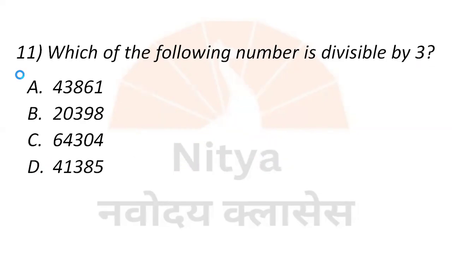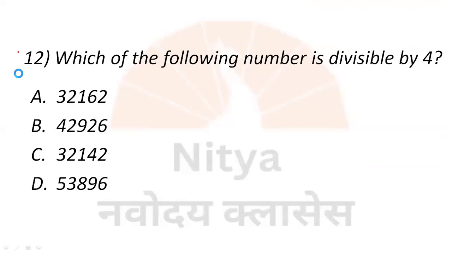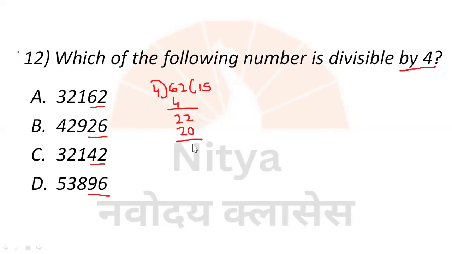Next one. Which of the following numbers is divisible by 4? So 4's divisibility rule is we have to check the last two digits. If the last two digits are divisible by 4, then the whole number is also divisible by 4. So check 62. 4 ones are 4, 2 remainder, 4 5s are 20. It means here 2 is the remainder. So this is not divisible by 4. Okay. And 26. 4 6s are 24, and the remainder is 2 here. This is also not divisible by 4.